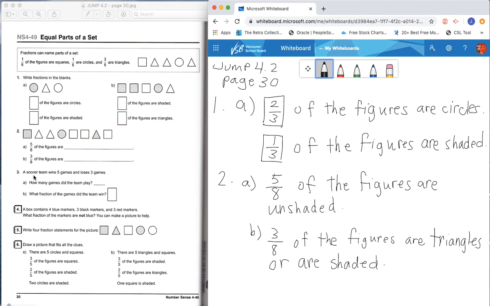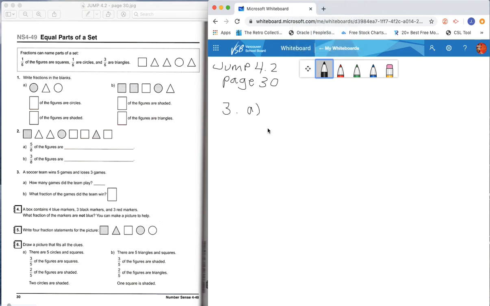All right. Number 3. A soccer team wins 5 games and loses 3 games. Okay, give me a second. I'm going to erase this. Okay, so 3A. A soccer team wins 5 games and loses 3 games. How many games did they play? So if you win 5 games and lose 3 games, you need to add 5 plus 3. So 5 plus 3 equals how many games in total? 8 games. Okay, so you're just going to write 8 in the blank.